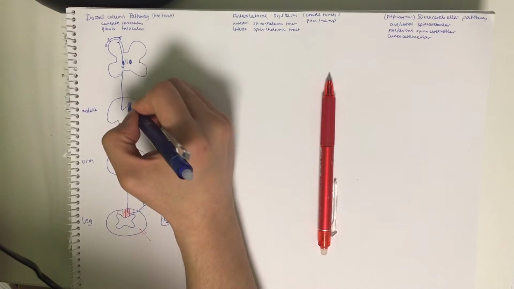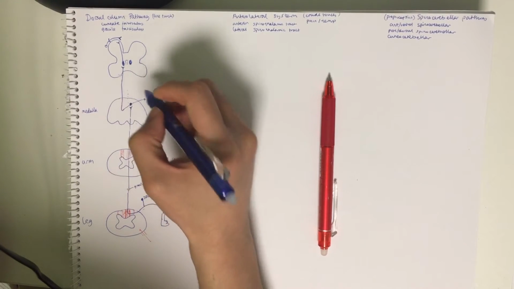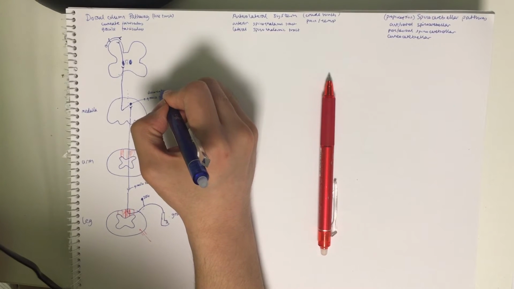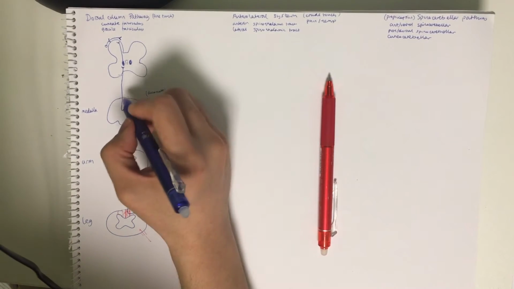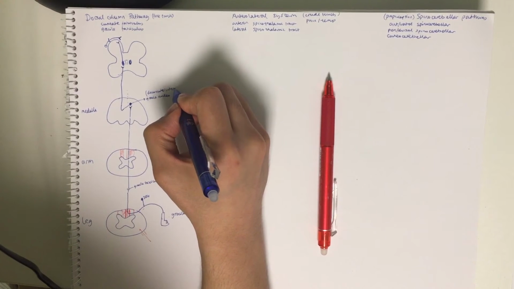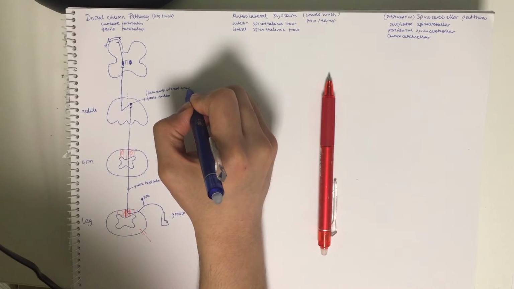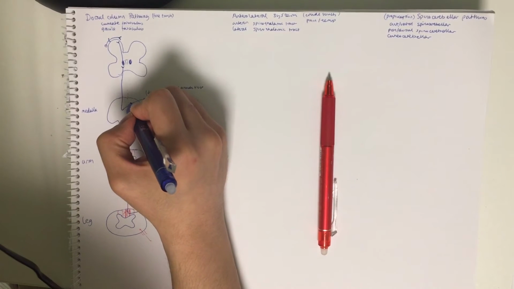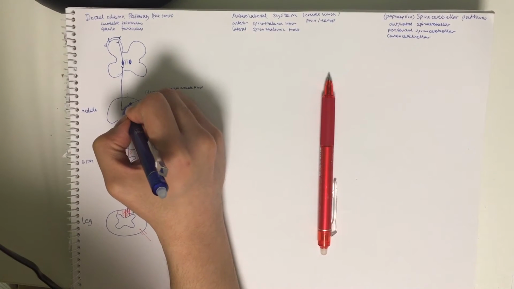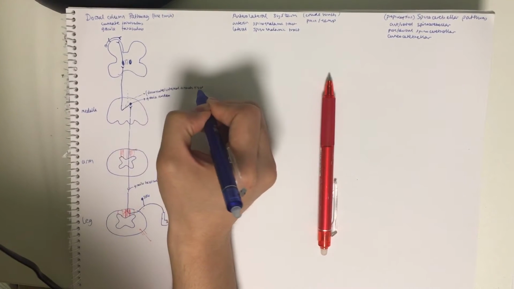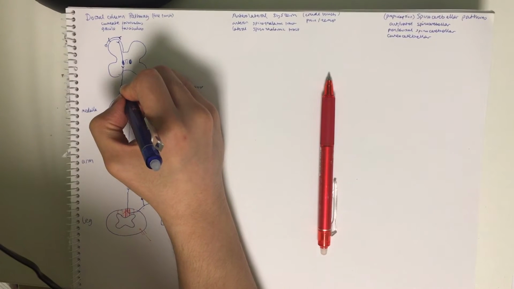Yeah? And then it decussates. So decussate, that just means it crosses over. Okay? And these fibers actually have a name. They're called the internal arcuate fibers. So they decussate, and this forms the internal arcuate fibers. If I draw an arrow here, internal arcuate fibers, and it forms this tract.